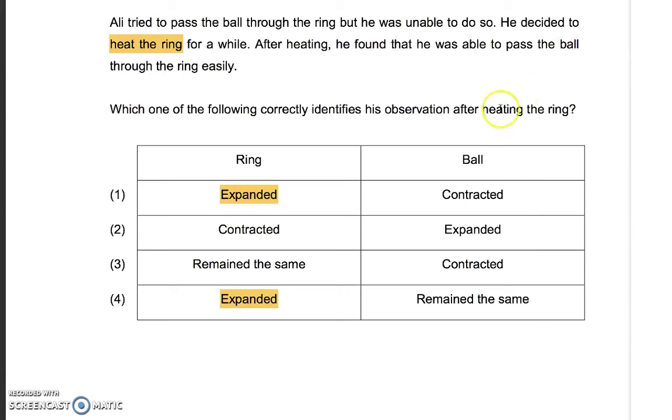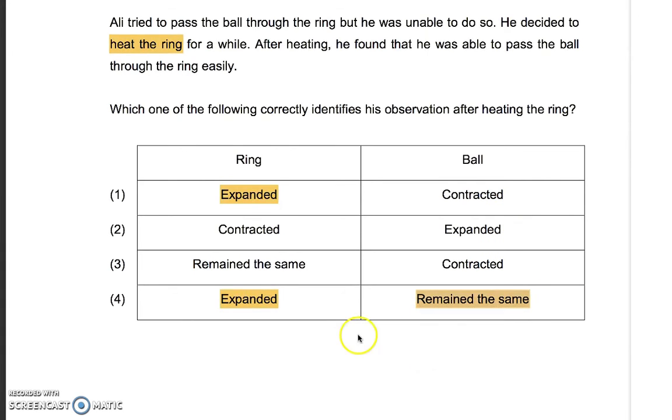So now let's look at the ball. Alright, so did he also put the ball into cold water? No, he did not, so it should not contract. Did he heat the ball? No, he did not, so it should not expand. So therefore, the ball should remain the same size.